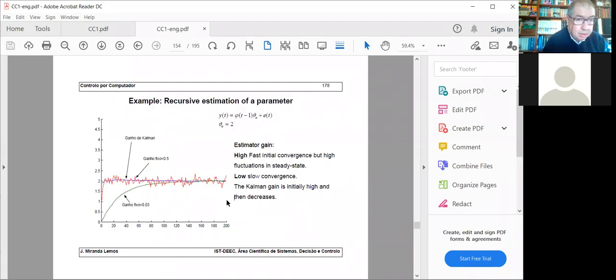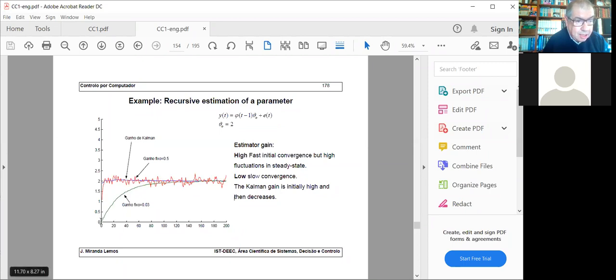I gave one example, this example of estimating just one parameter, given this phi was a given function. Okay, and we have noise added to the observations. The true value was 2. And you can see here when you use a gain which is constant but small, it takes a lot of time, but then you converge to the correct value. If you increase the gain, you converge much faster, but then you have a lot of fluctuations because you are just amplifying noise here.